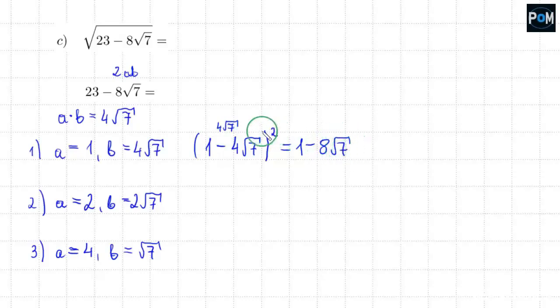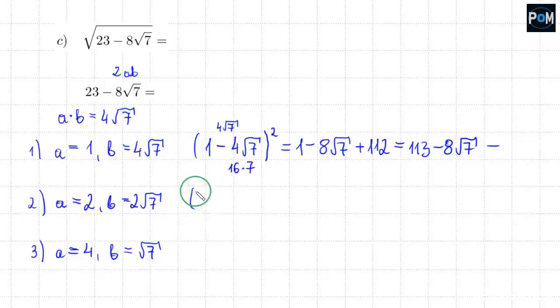And finally, there is b squared, so I have to square it. This squared is 4 squared, which is 16, and the square root of 7 squared is 7. I multiply 16 by 7, which gives me 112. When I add 1 and 112, I get 113 minus 8 times the square root of 7. And it's clear that this doesn't fit. The result didn't come out as it should have. I wanted it to be this much. So the first option is not good.